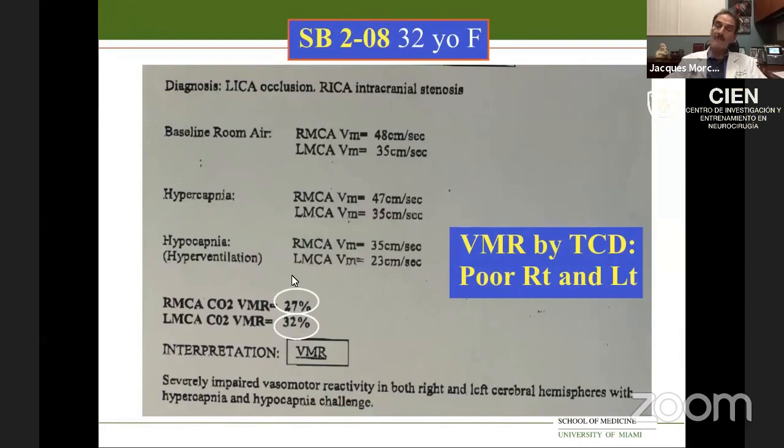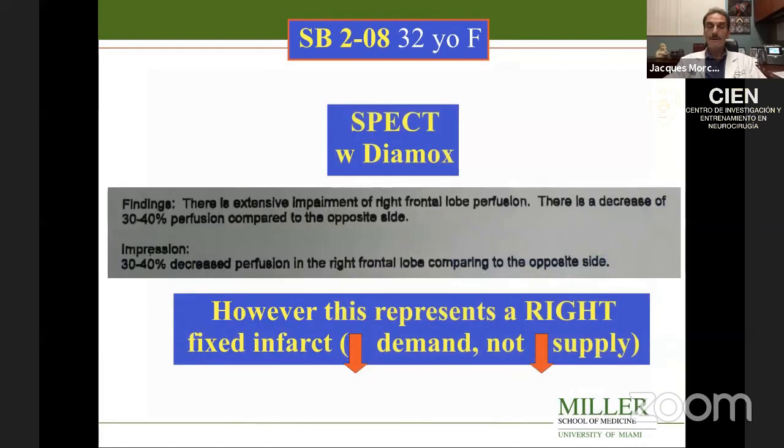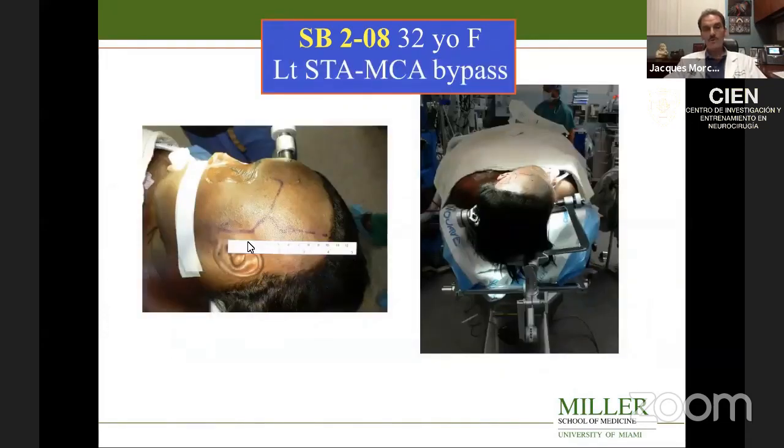And we then have to do some physiology on her. So I like to do vasomotor reactivity with transcranial Doppler. It is very low in her, 27% in the right hemisphere, 32% in the left hemisphere. Then I do SPECT scan with Diamox, but more recently we've been doing CT perfusion or MRI perfusion, and it was also diminished in her. So here is the surgery.